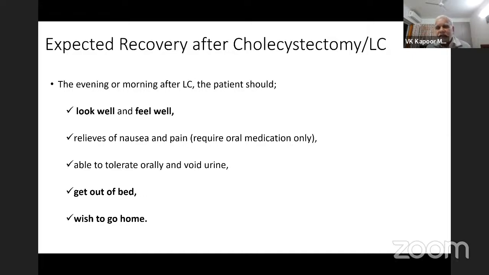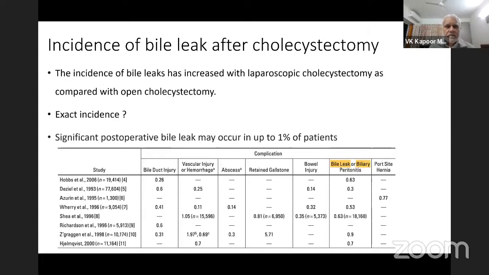That is what is expected after an uncomplicated lab chole in an otherwise healthy, fit patient who has no severe comorbidity. But does this happen? And why does it not happen? It does not happen because of bile leak.